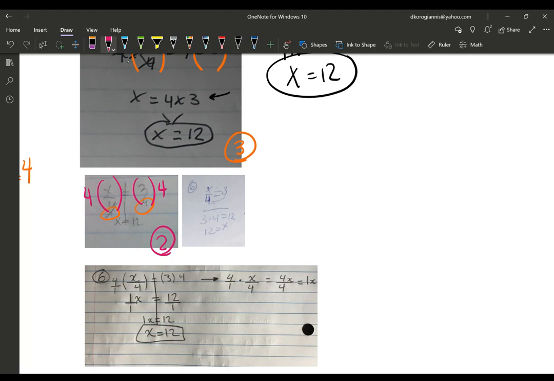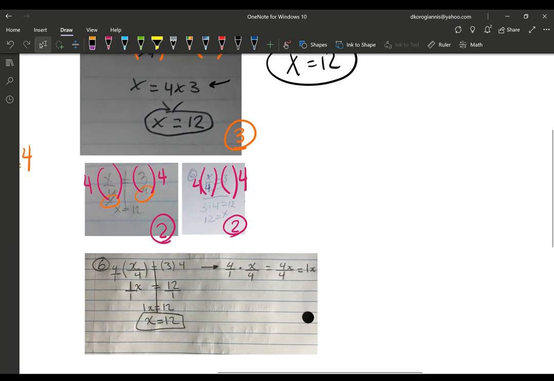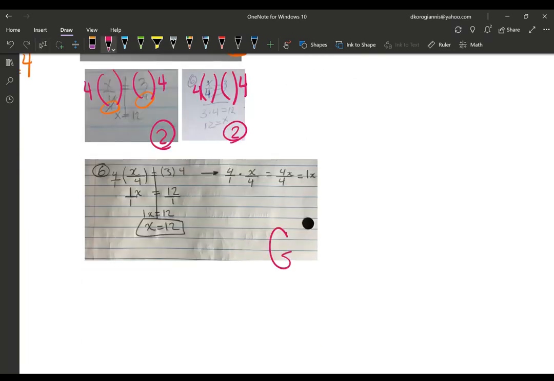Same thing here. I'm following the work. I know what they want to do. So this is a 2. Okay, again, they would have needed to multiply both sides by 4. You need to show the work like that. All right, and this here is a good example. And this is another student's work.